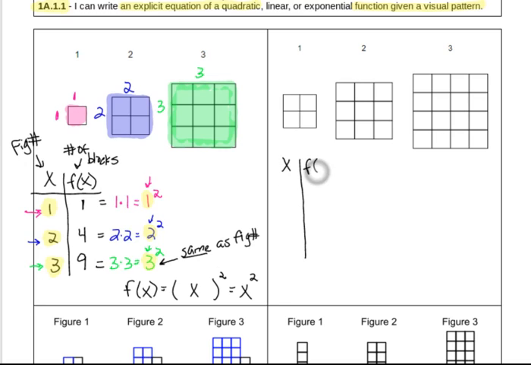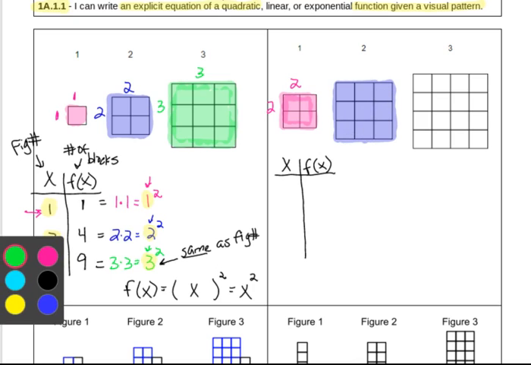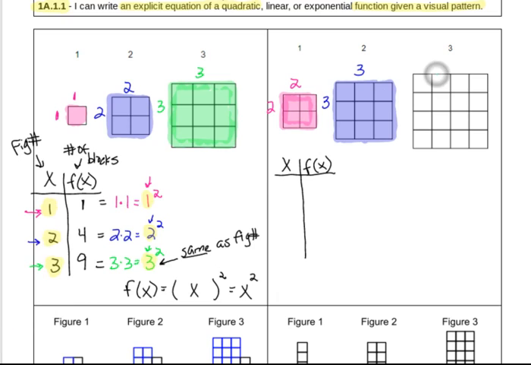In this second one, you'll notice some of these figures actually look the same, right? This first figure here actually looks exactly like figure 2 from the previous example. We've got a 2 by 2 square. So 2 by 2, then we've got in the next one a 3 by 3. And finally, in figure 3, we have this 4 by 4.